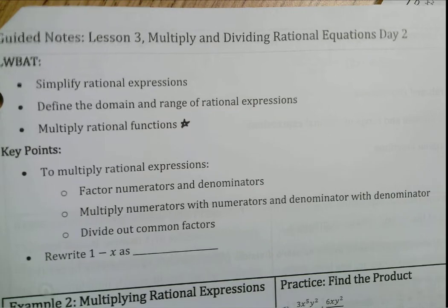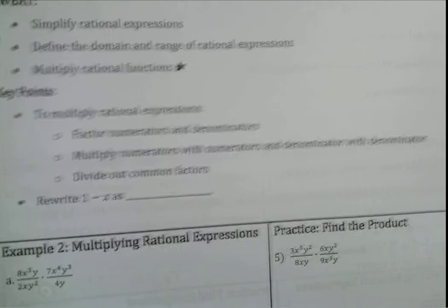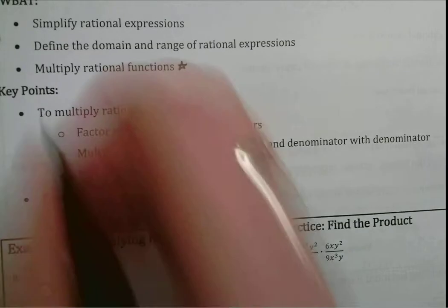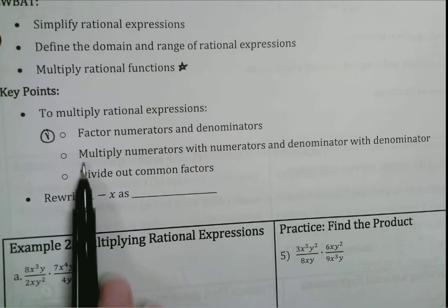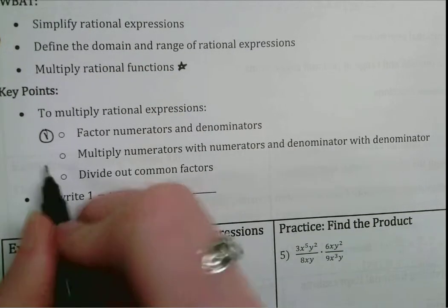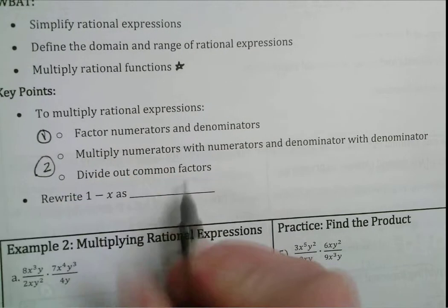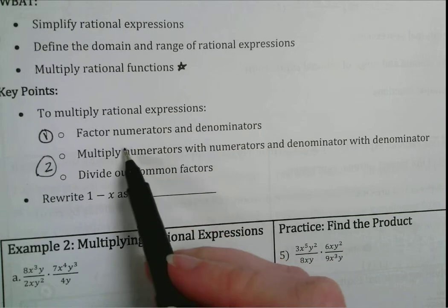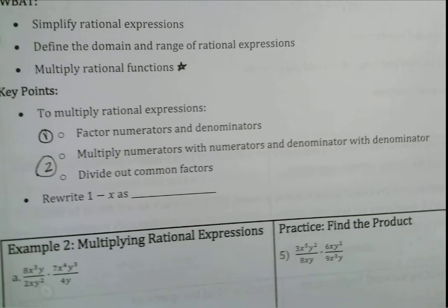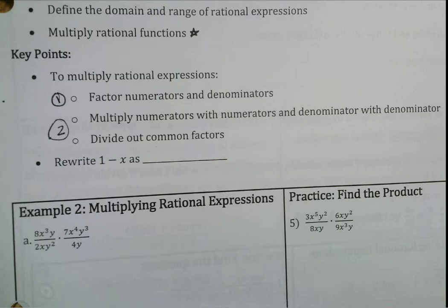Okay, key points here. Multiplying, these are just the steps we're going to do. The first one is always going to be to factor here. The second one is going to be kind of a combination of these two, because if I have common factors, I can get rid of them before I go in and multiply, like it says to do here.